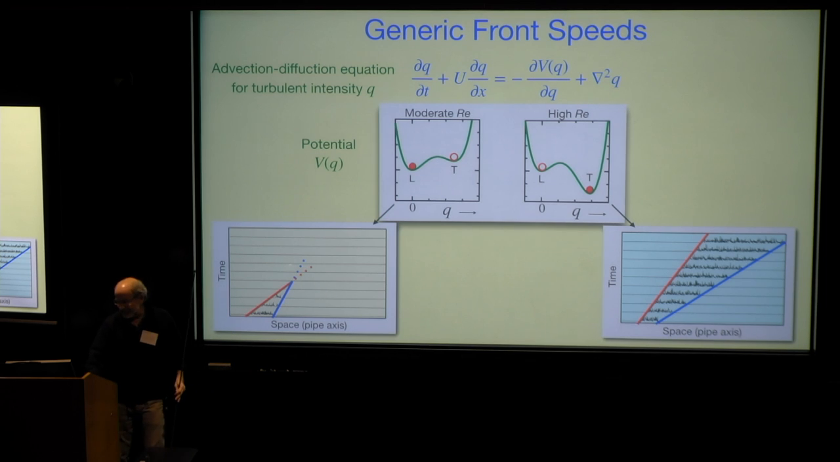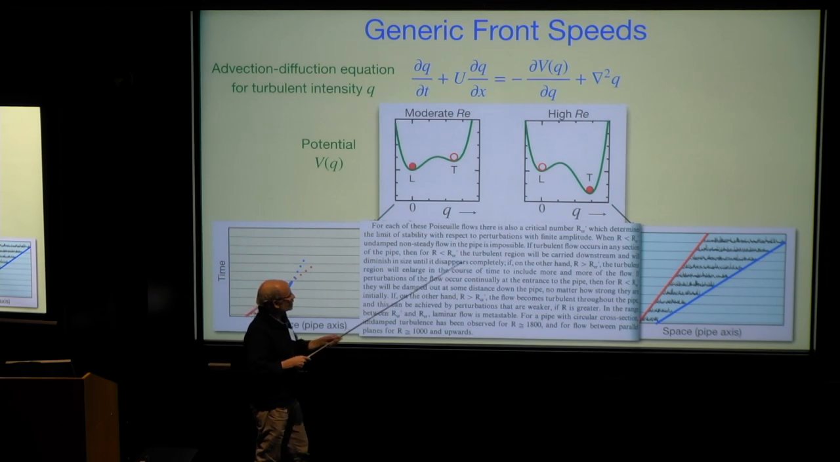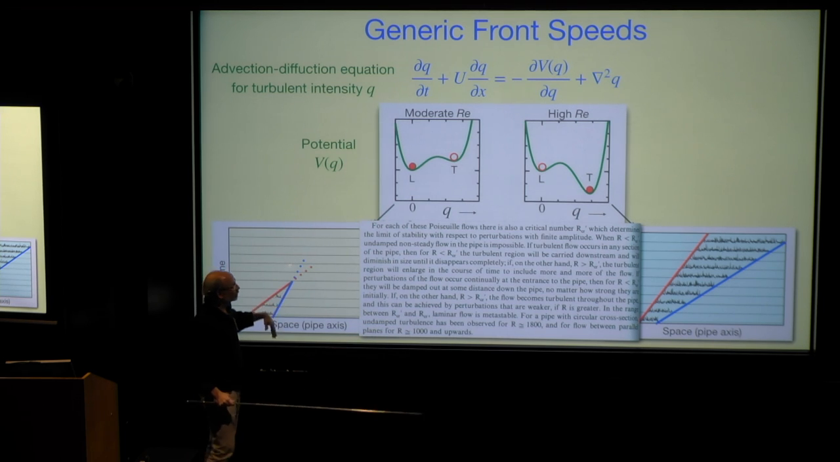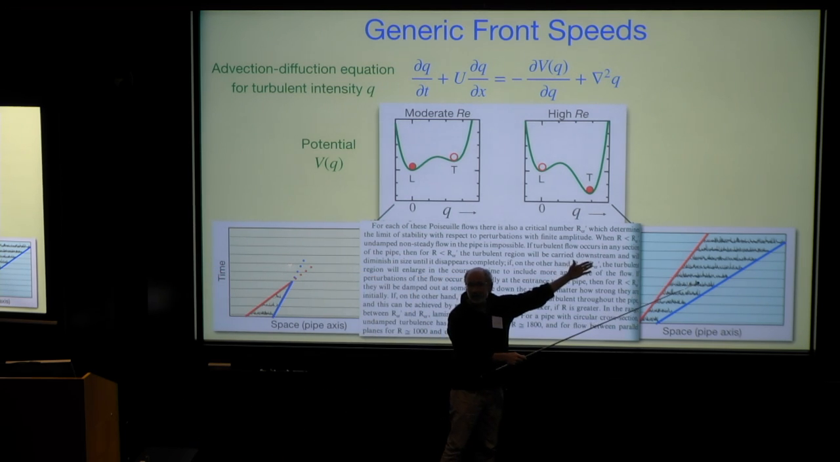All right. And again, let me just read you this from my copy of Landau and Lifshitz. And I'm going to paraphrase. If R is above the critical value, undamped steady motion is not possible. Turbulence, if any occurs in any section, will simply contract, as shown here. If you're above the critical Reynolds number, over time it will grow and fill up the entire domain.